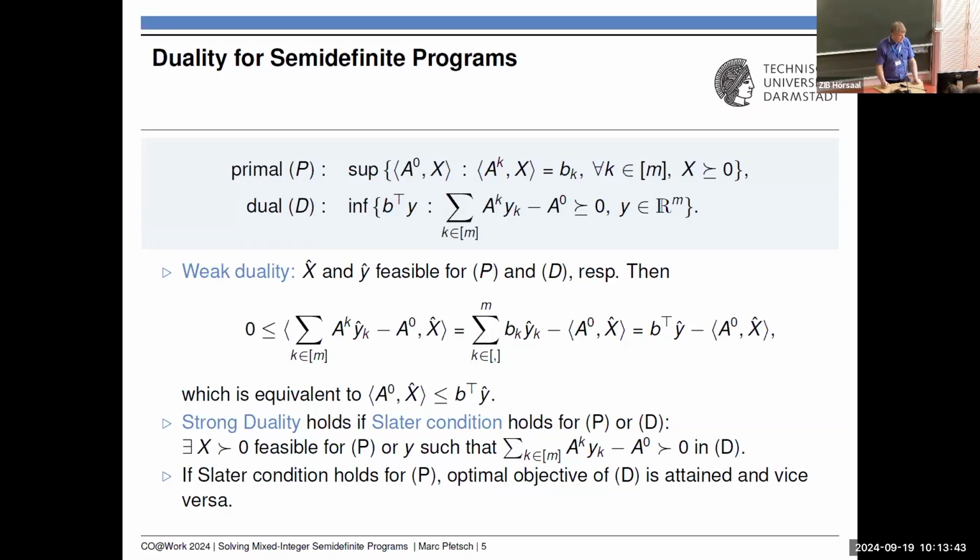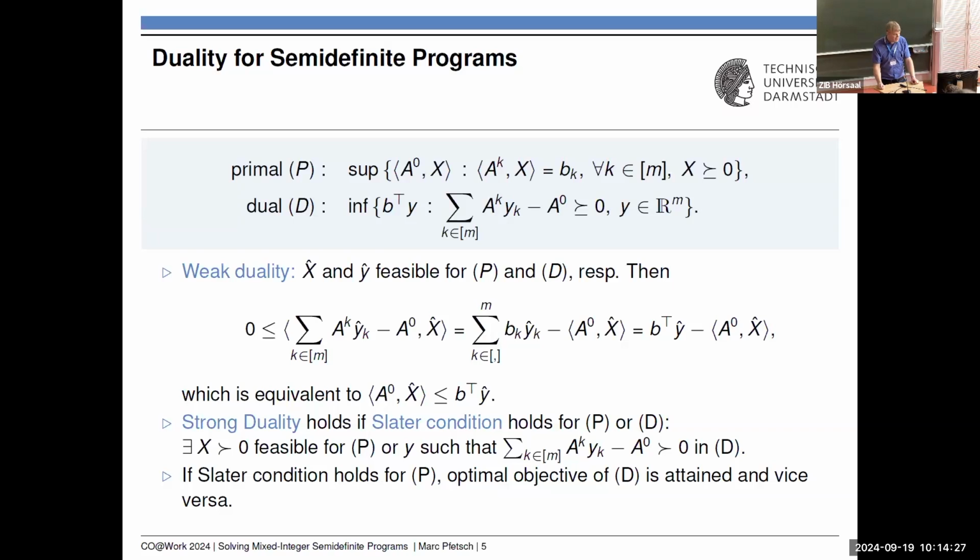So this matrix should be in the interior of the semi-definite cone. These are the Slater conditions, and they guarantee that strong duality holds. If the Slater condition for the primal holds, then we know that the optimal value for the dual is attained, so that we actually find a y so that this infimum is attained. So B transpose times this y is actually equal to the infimum. And conversely, if the Slater condition for the dual holds, then the primal value is attained.